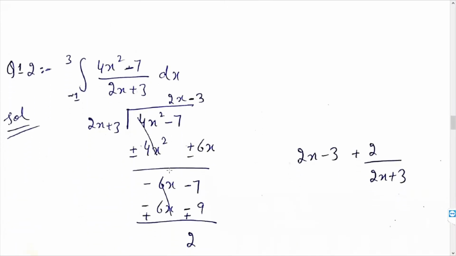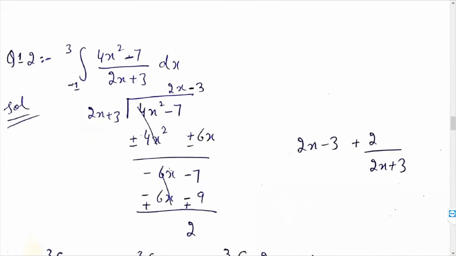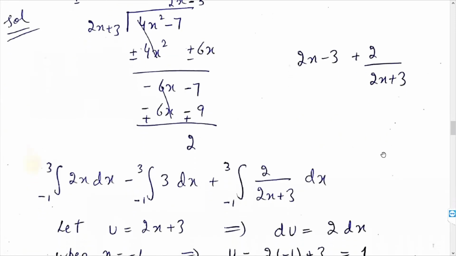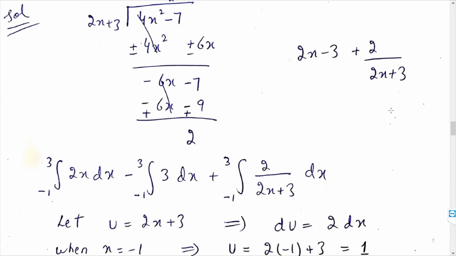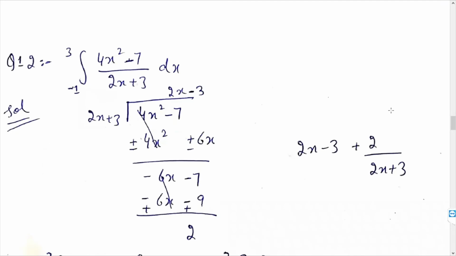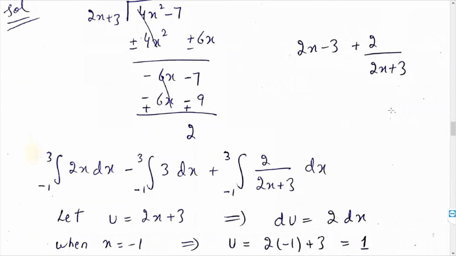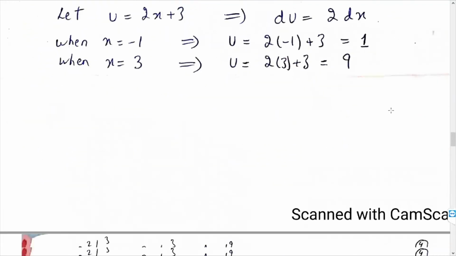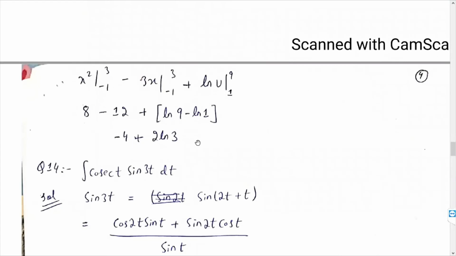Question number 12. This is an improper fraction, so we divide it, because the degree of the numerator is greater than the degree of the denominator. Doing long division here, I get this expression. Integrating 2x plus 3 and 2 by 2x plus 3. And this is a definite integral, so if we are doing some substitution, we have to change the limits as well. So changing the limits, we get this answer.